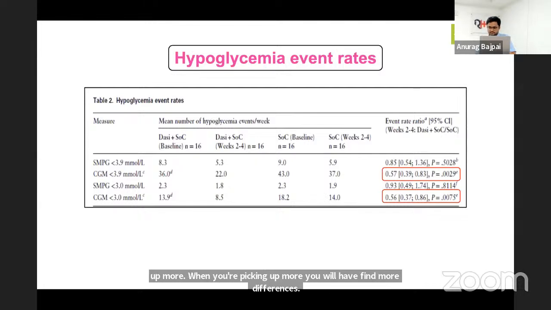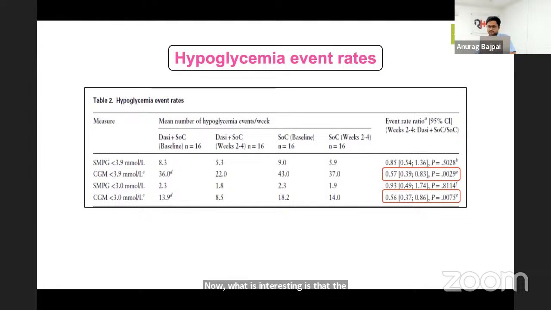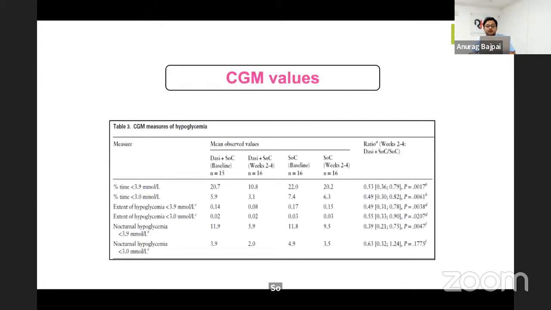Now, what is interesting is that as the duration of treatment went on from baseline to week 2 to 4, 13.9 became 8.5 and 18.2 became 14. So not only did the CGM values show significant improvement in decreasing hypoglycemic events, it also showed that severe clinically significant hypoglycemic episodes were reduced. And an important parameter was the decrease in nocturnal hypoglycemic episodes on CGM in this study with dasiglucagon and standard of care therapy.